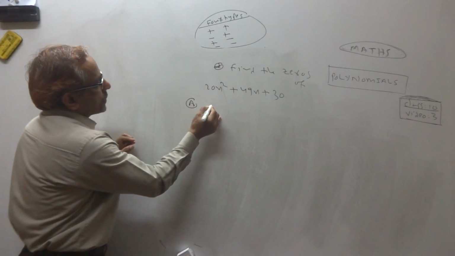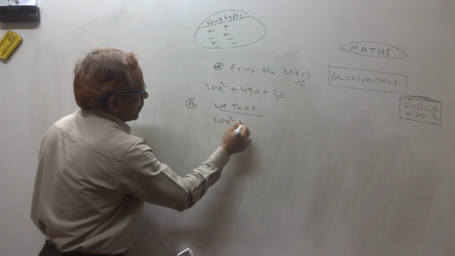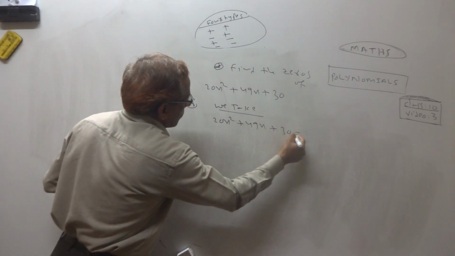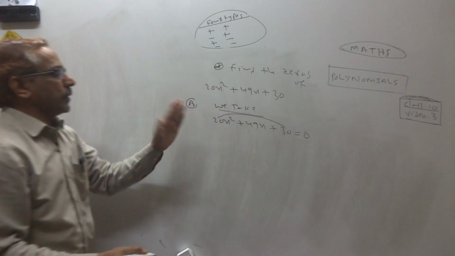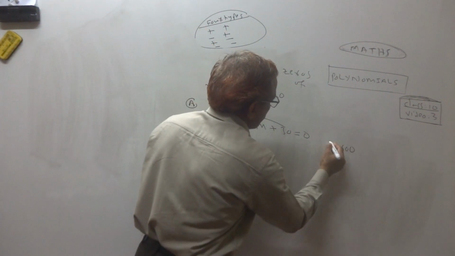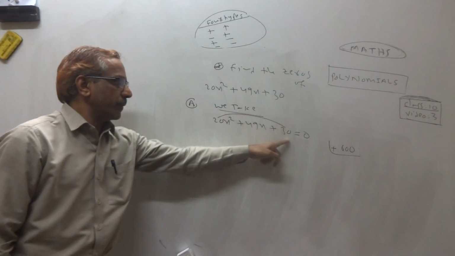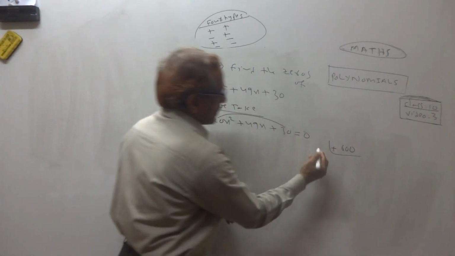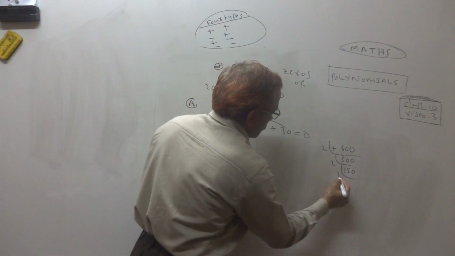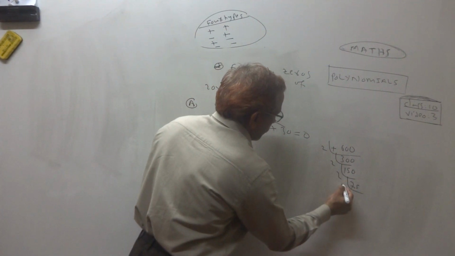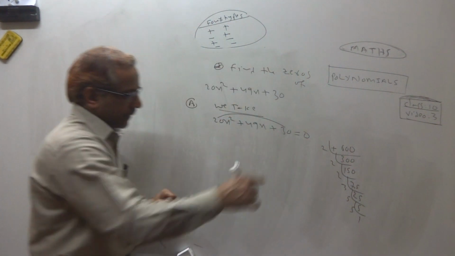So first what do we do? First we take this equal to 0, the first step. Then multiply them. 30 into 20, what? 600. First and last number we should multiply. 600. Then factorize. 2 3s are 6, 0, 0. 2 1s are 2, 2 5s are 10, 2 7s are 14, 3 2s are 6, 5 5s are 25. We got all the factors.